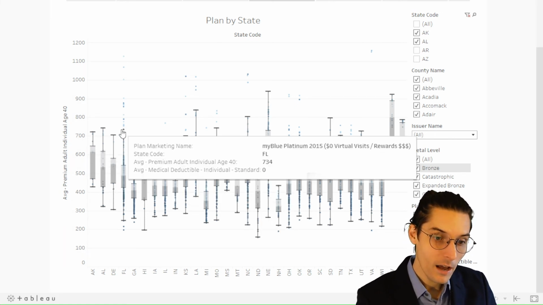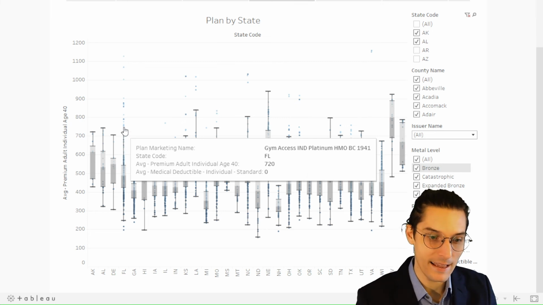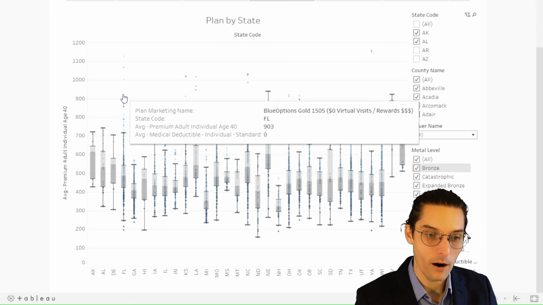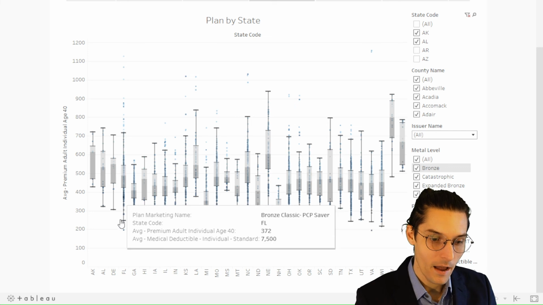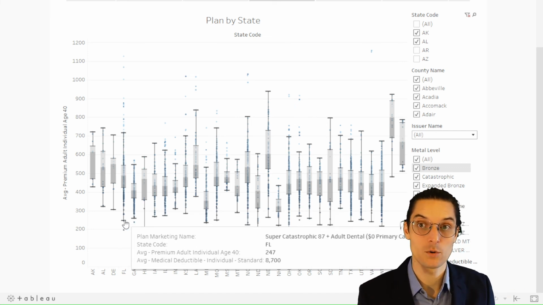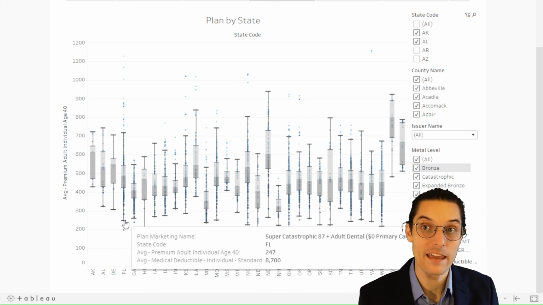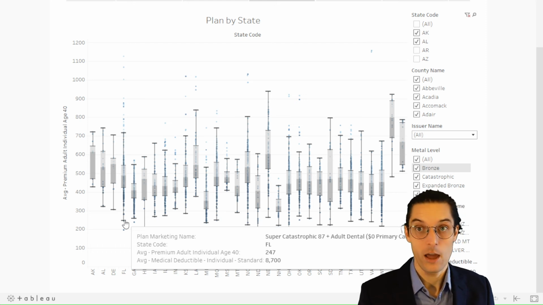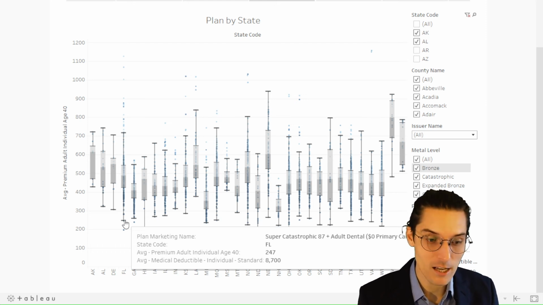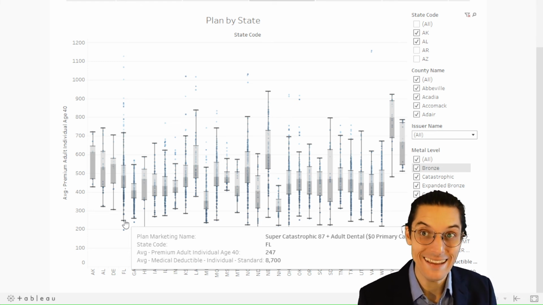In Florida, good Lord, Florida has so many plans that many of them are way on the outside. And it has a wider range, which means that you have a lot more availability and options when you go to Florida. One of the reasons is that there are a lot of hospitals in Florida, as well as a lot of people who need the health care.